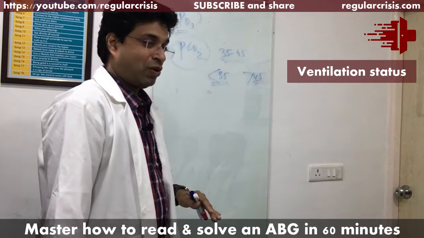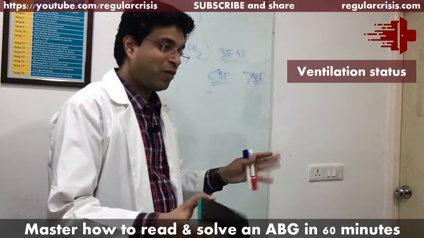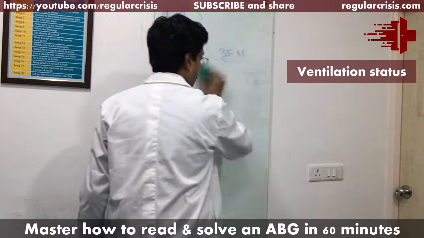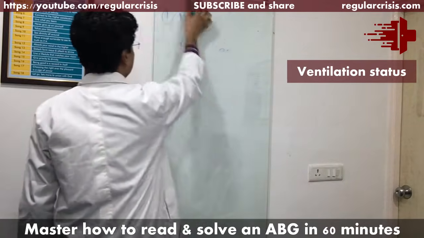Now we come to the acid base status, for which many of you, on seeing any blood gas, straight away jump to pH. This is acidosis, alkalosis.